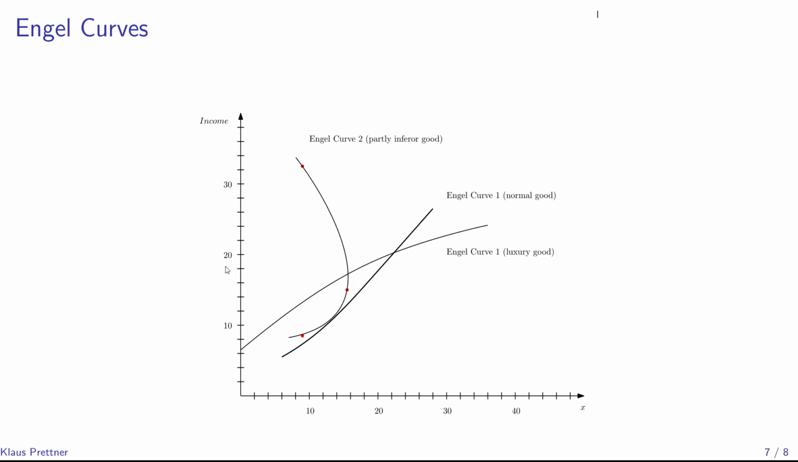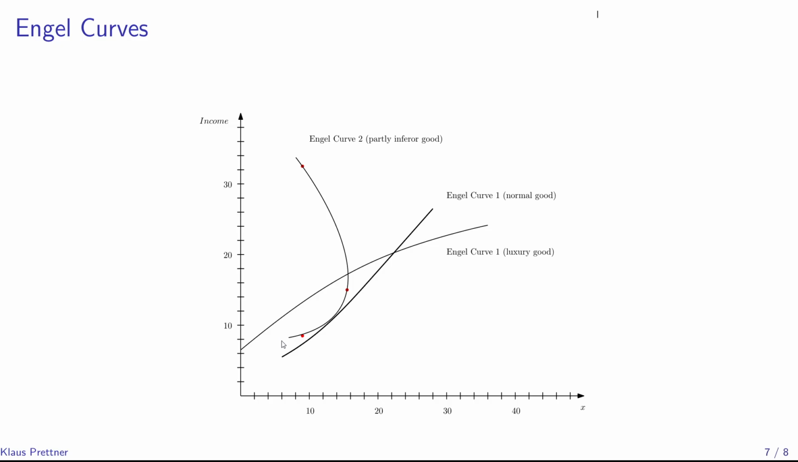And now we can illustrate the Engel curves for different goods. Here we had the normal good, that was Engel curve number 1 as we had it before. This is strictly monotonically increasing. As income rises, consumption of this good increases. That's the standard case of a normal good. Engel curve 2 refers to a partly inferior good. Initially, as income increases, consumption of this good also increases, but then from some point of income onwards, consumption decreases, and from this point onwards, this good is a partly inferior good.